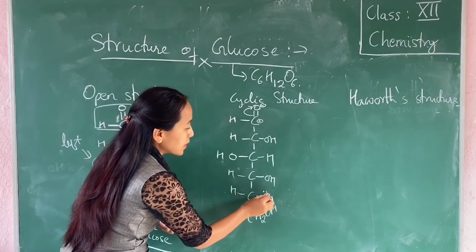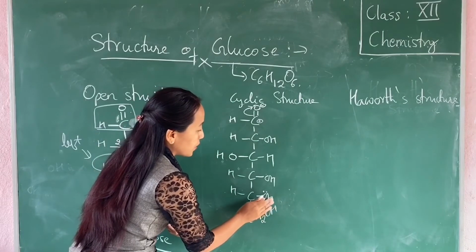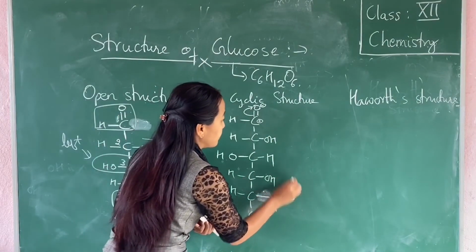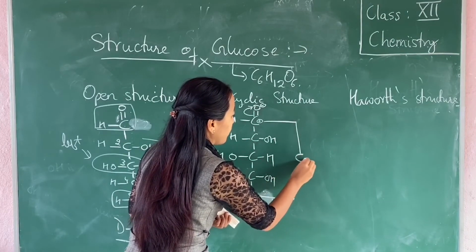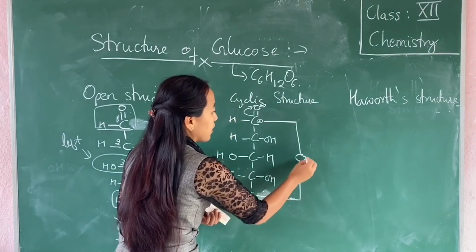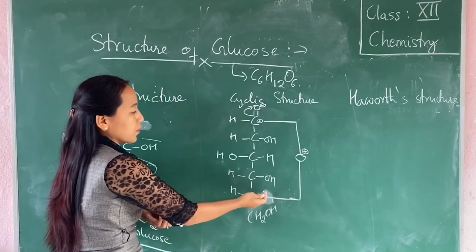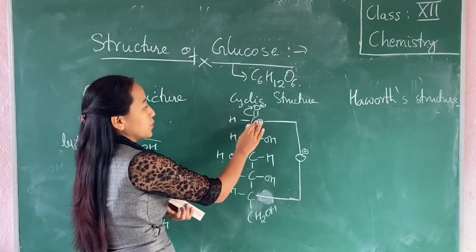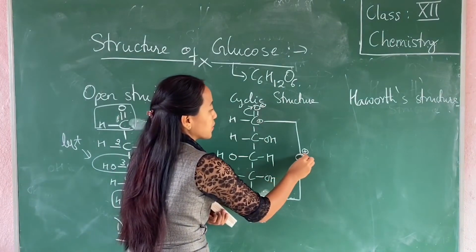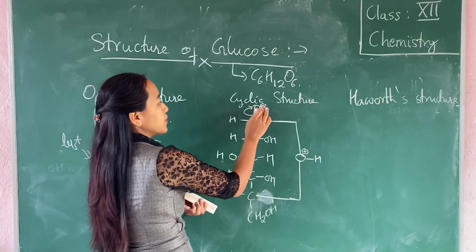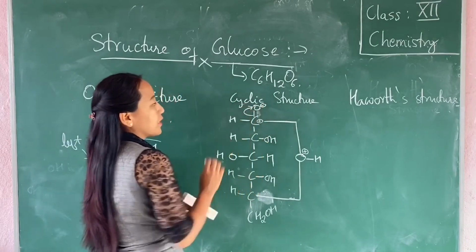Now this O will bond with this carbon atom. Now this O will have a positive charge because it loses its lone pair of electrons in forming a bond with this carbon. So in the process, O will have a positive charge and then a hydrogen atom. Now the other O will have a negative charge.